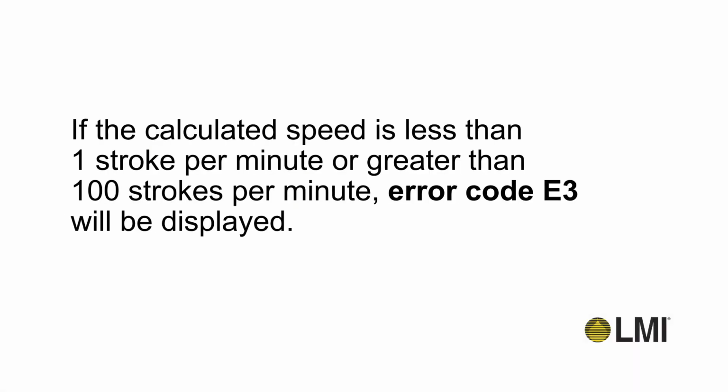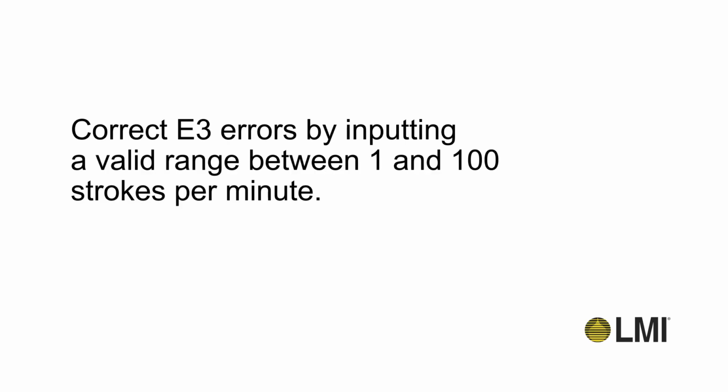If the calculated speed is less than 1 stroke per minute or greater than 100 strokes per minute, an E3 error code will be displayed. Correct E3 errors by inputting a valid range between 1 and 100 strokes per minute.